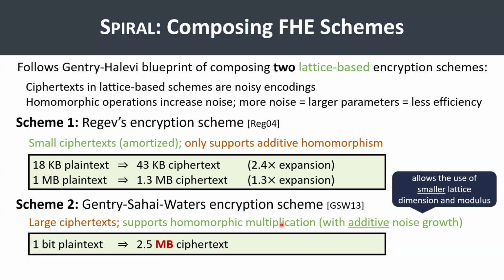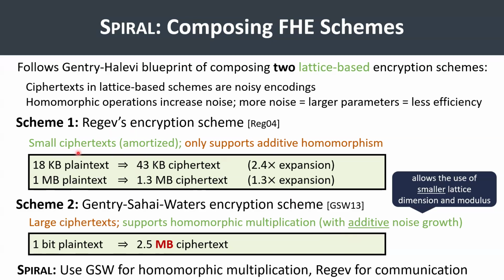Thank you. So the main question in Spiral is, can we get the best of both worlds? We have these two schemes, one that's fully homomorphic, one that's only additively homomorphic but has small ciphertext. Can we do both? That's exactly the underlying design principle for Spiral. We're going to use GSW, this nice homomorphic encryption scheme, to perform homomorphic multiplication, but we never want to communicate GSW ciphertexts because they're so big. So we're going to use the Regev encryption scheme for all of the communication. Let me give you a sense for what that looks like.